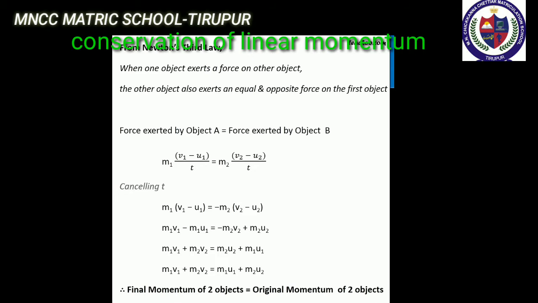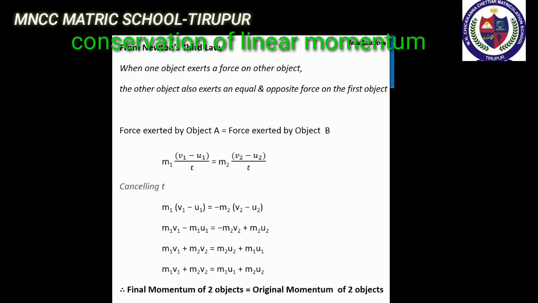Already we know Newton's second law: force is equal to mass into acceleration. Acceleration means change in velocity divided by time. So here, force on body B due to A, that means Fb is equal to m2 into (v2 minus u2) divided by t. Next, force on body A due to B, that means Fa is equal to m1 into (v1 minus u1) divided by t.